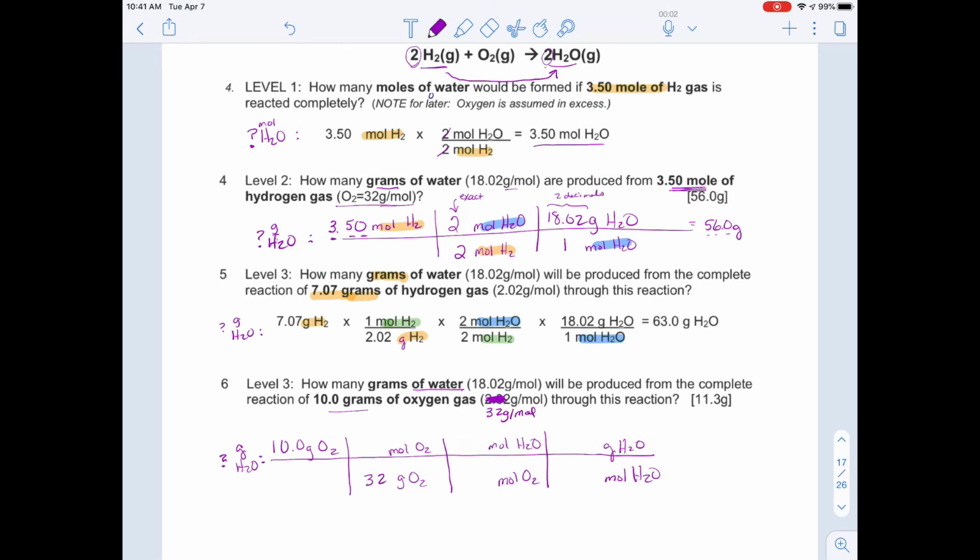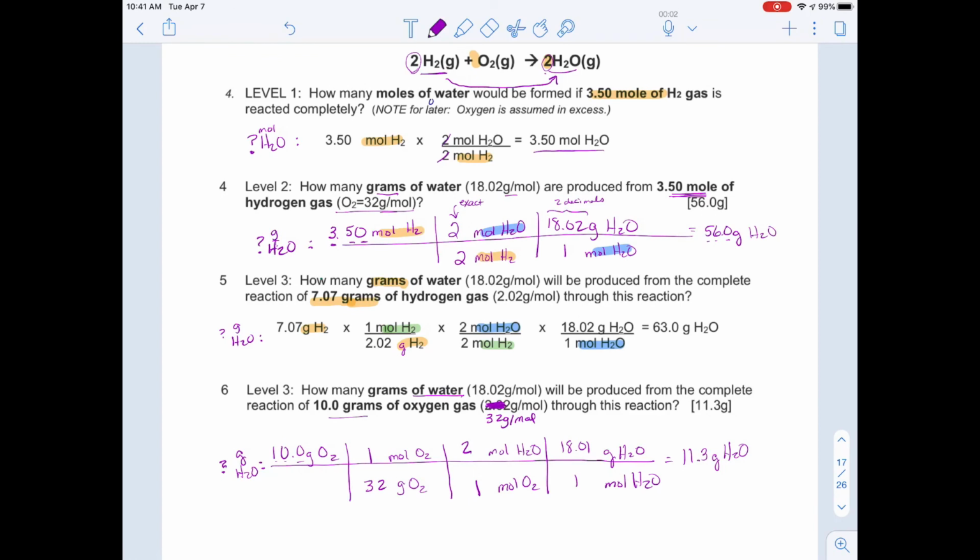So in 32 grams in 1 mole of O2, there are 1 to 2. Those are, I'm getting those numbers from the chart up here. So I've got, that's my 2, and there's the 1. And then in 1 mole, there's 18.01 grams of H2O. Notice I've got 1, 2, 3 sig figs. My answer is going to be 11.3 grams of H2O.